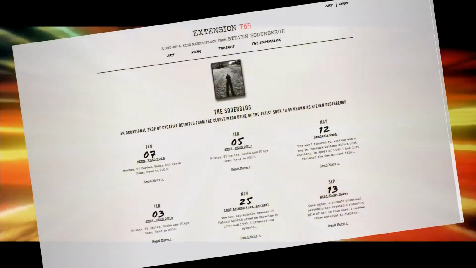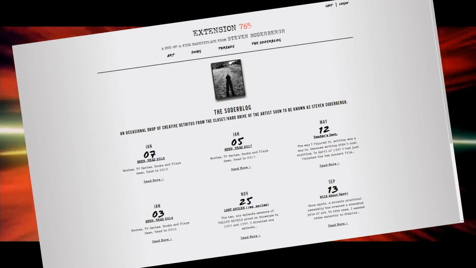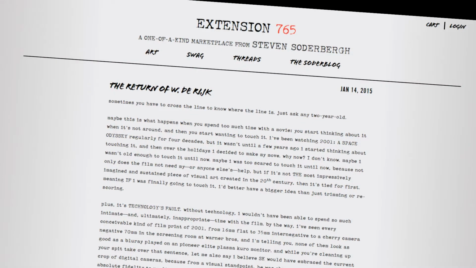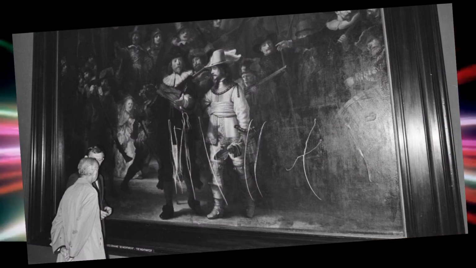Speaking of Soderbergh, he's actually a notorious fan editor in addition to his established career as a Hollywood director. On his Soder blog, he often details his process and justifies just what changes he makes to a given film. Of these, his most famous by far is an entry titled The Return of W.D. Rijk, in which he talks about performing a mostly reductive edit on Kubrick's seminal 2001: A Space Odyssey. He compares himself to mentally ill schoolteacher Wilhelm de Rijk, who famously slashed up Rembrandt's Night Watch with a knife, resulting in 4 years' worth of restoration efforts.